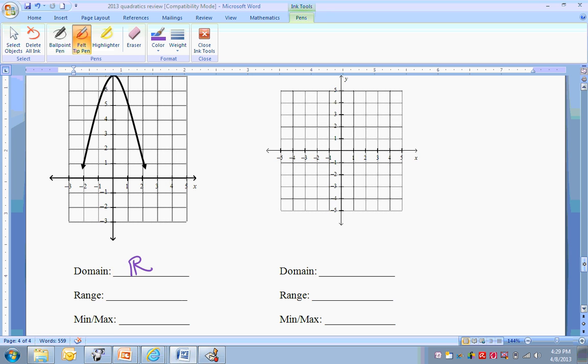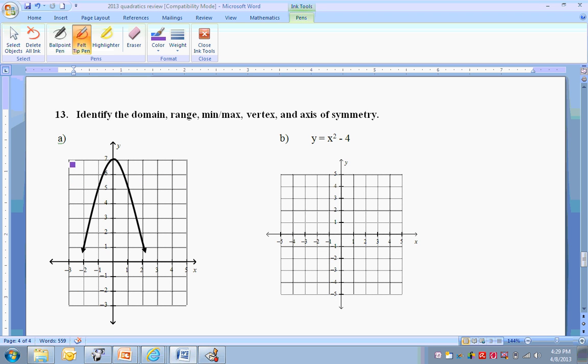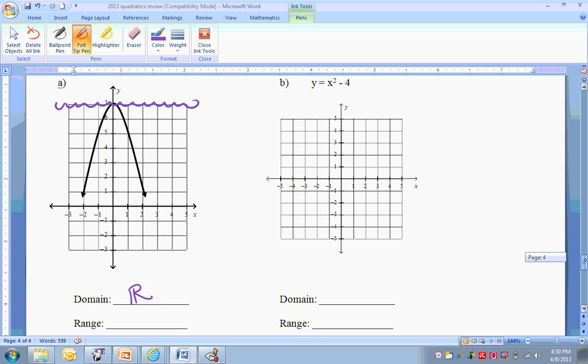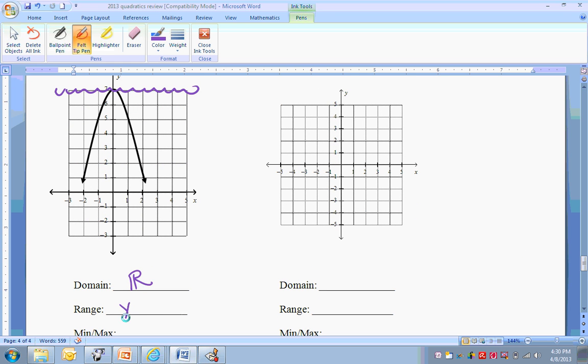The range, we would draw our tide. So our high tide is at 7, and you notice that there's no low tide. We draw our rivers for range. There's no low tide, so we can't even draw it. So all of our y values are below 7. So y must be less than or equal to 7.